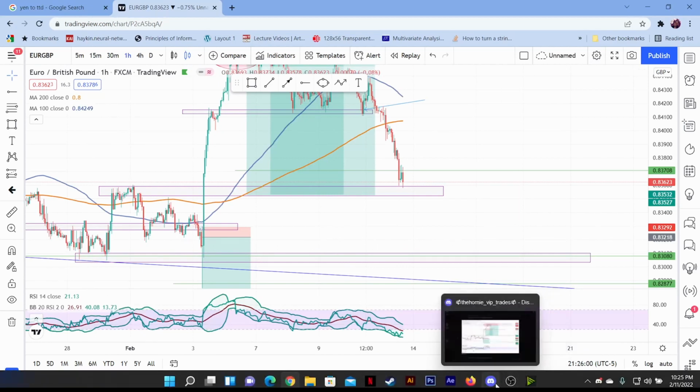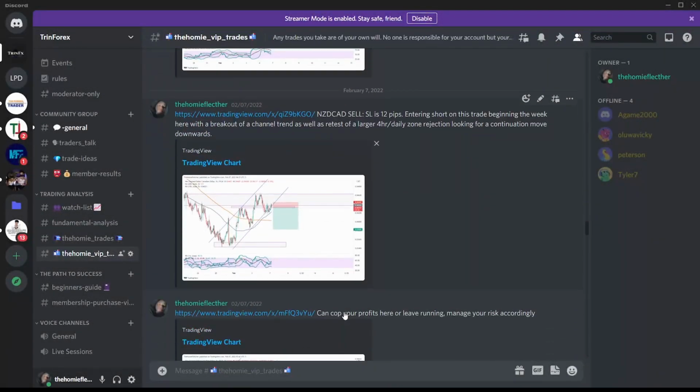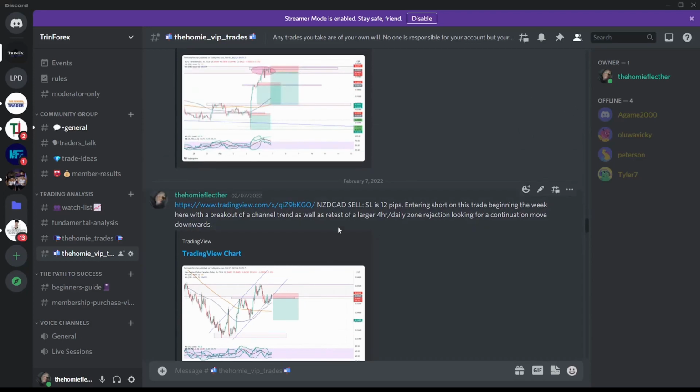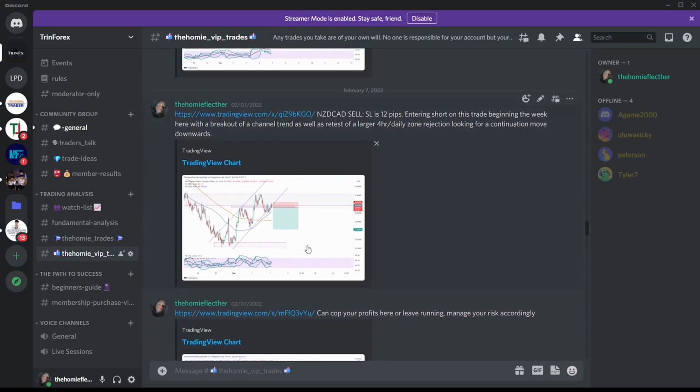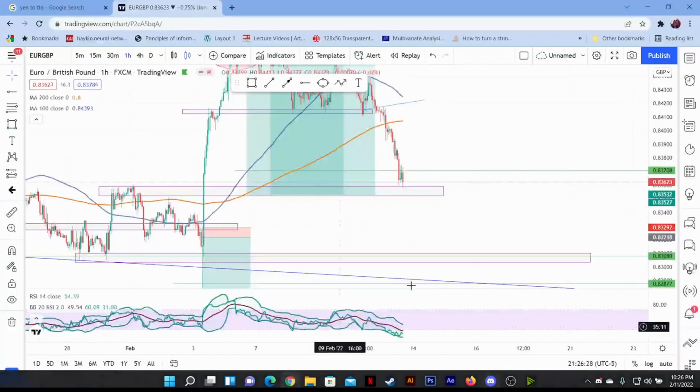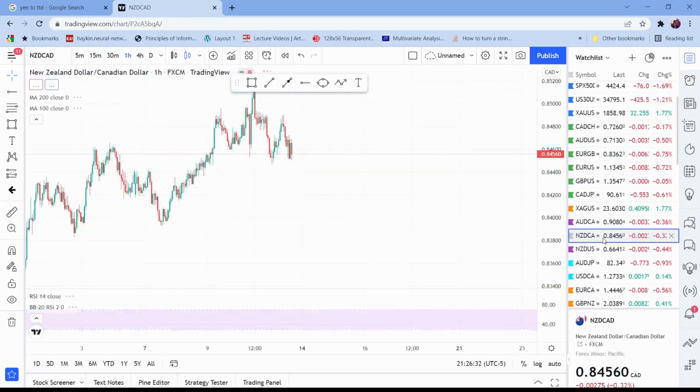Right, but this was a nice little trade that did give us a lot of profits from within the VIP section of the group. Right, another trade here, NZD CAD. This was taken on the 7th of this week. Right, a sell with a stop loss of 12 pips, entering short on this trade beginning the week, here with a breakout of the channel trend, as well as retest of larger 4-hour daily zone, rejection, looking for a continuation move downwards. All right, so let's just pull up real quick, look at it real quick, and see what he is talking about.